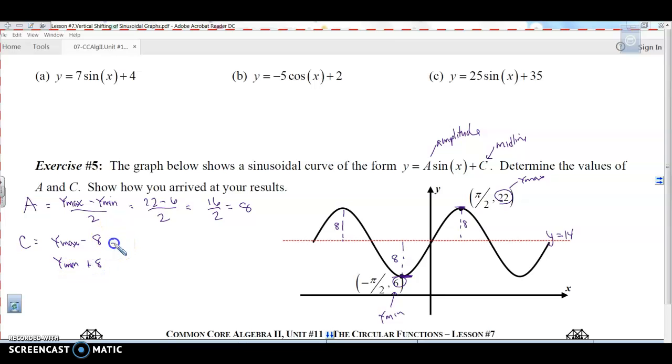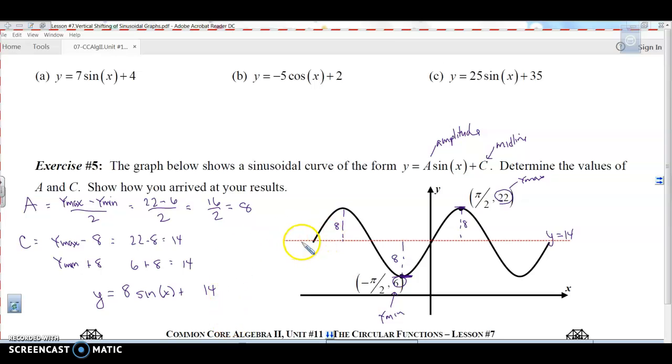Either way will work. If you do y max minus 8, it would be 22 minus 8, which is 14. And if I did y min plus 8, 6 plus 8 would also equal 14. So that means that my midline C is going to be at 14 and my amplitude is going to be 8. So that means the equation of this graph would be y equals 8, which is the amplitude, sine x plus 14. So there's lots of different ways that you can look at it when you do this.